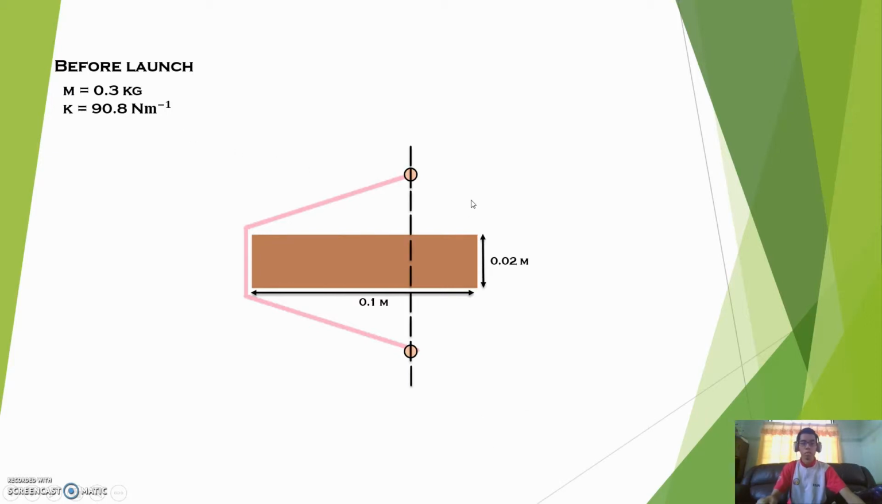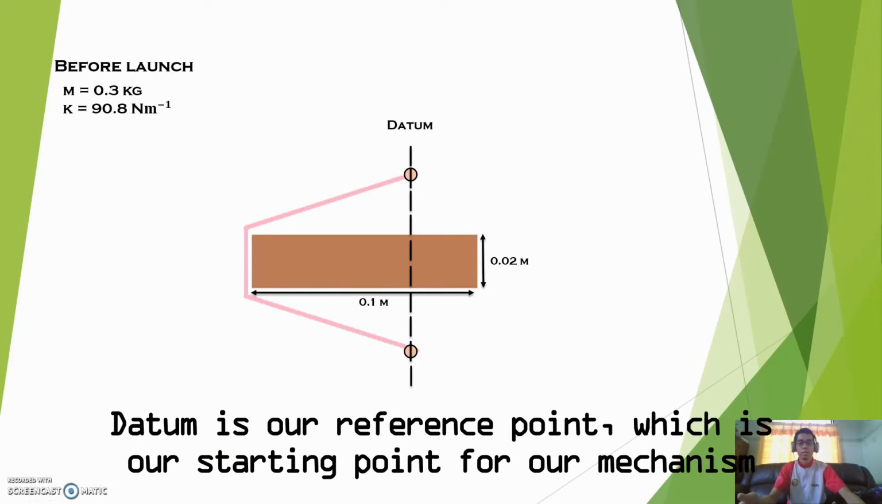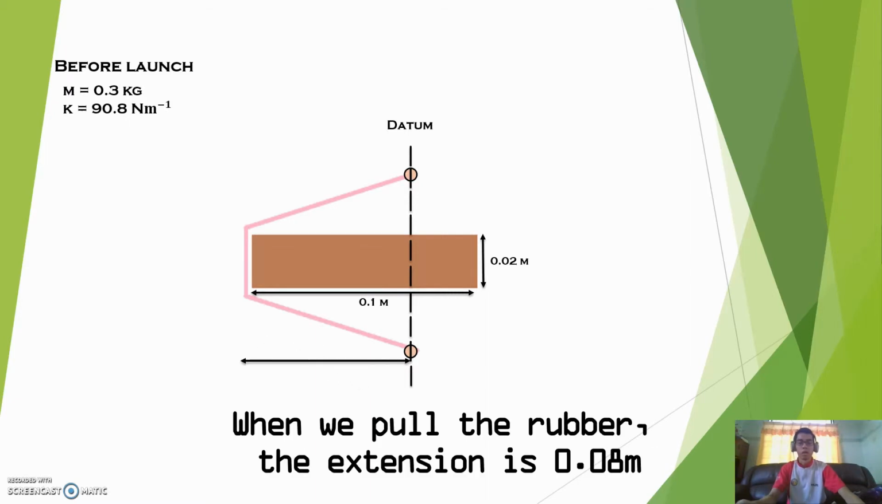So first, you will see there is a line which we call a datum. The datum is our reference point, which is the starting point for our mechanism. And then when we try to pull the rubber band with the block, the distance is 0.08 meter.